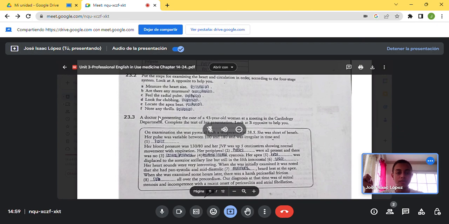That is palpation too. Next, exercise 23.3 says: a doctor is presenting the case of a 43-year-old woman at a meeting in the cardiology department. Complete the text of her presentation. Look at the opposite page to help you.